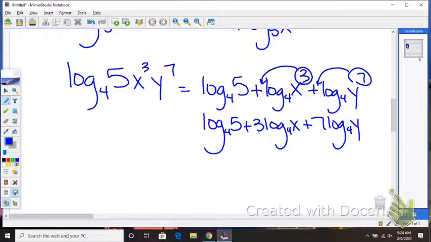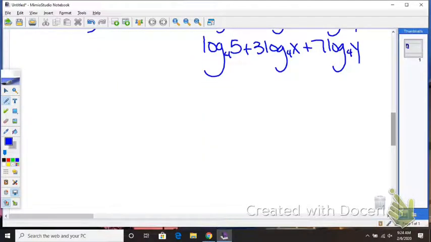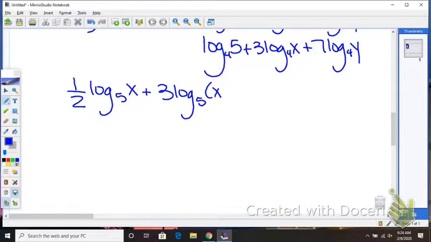Okay, let's do one for fun. Wait, was that not one of our examples? Yeah, but now I'm going to condense. Now we're going to go the other way. And then we're done. So let's do, how about this? 1/2 log base 5 of x plus 3 log base 5 of x plus 10. So that's on the expand side, and we're about to write the condense.